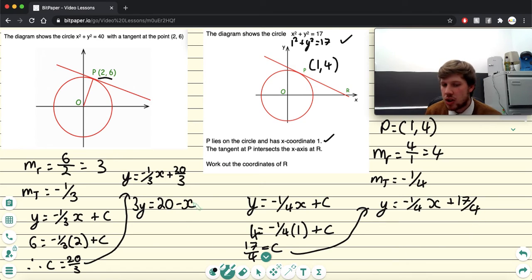And this is where it's useful to rewrite it in this form. So what I'm going to do is multiply everything by 4. So 4y equals 17 subtract x.